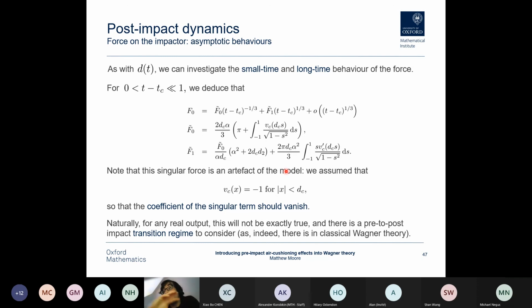But there's a transition from pre to post impact that needs to be considered in a little bit more detail, where it's likely lots more physics will be important. And that's obviously true in Wagner theory as well. So it's a slight drawback of this, but of course it's the same as we have in Wagner theory.